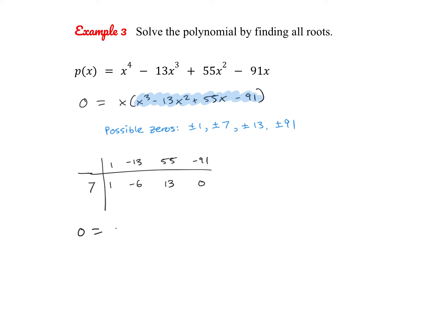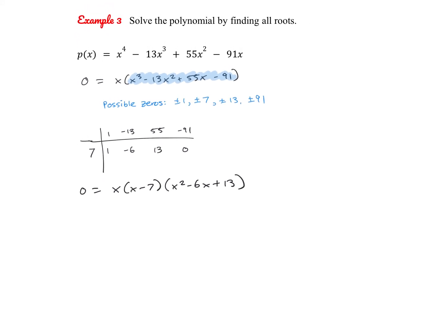So now we have another factor. We still have the factor of x. We have the factor of x minus 7. And then our remaining polynomial is x squared minus 6x plus 13. So this is a quadratic, so even if we can't factor, we know we can finish solving. And for this one, we will need to do quadratic formula to finish solving.